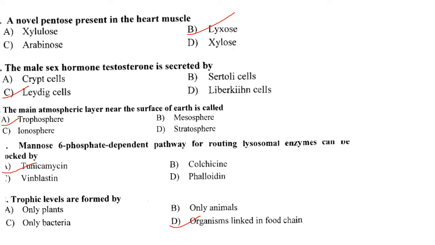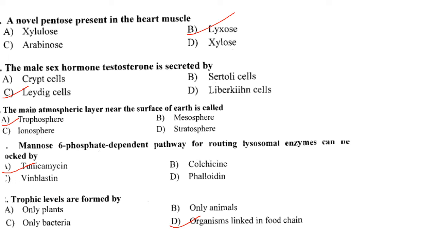A novel pentose present in heart muscle. It is lyxose. Answer is option B. The male sex hormone testosterone is secreted by the Leydig cells. Answer is option C. The main atmospheric layer near the surface of the earth is the troposphere. Answer is option A.